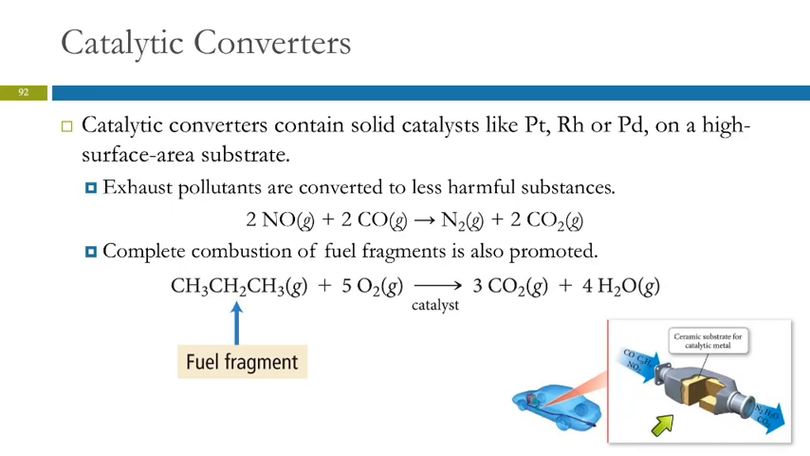So here we have just a schematic of how that would work. It's got a ceramic substrate, and then the catalytic metal is put on top of that. You want a large surface area because you've got exhaust gases coming through here. And so the larger the surface area, the more likely they will encounter the catalyst and the reaction will occur. And then hopefully you've got much less harmful gases coming out of your exhaust. Any questions?